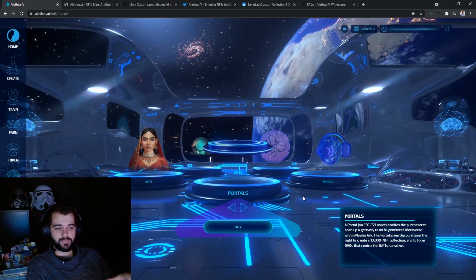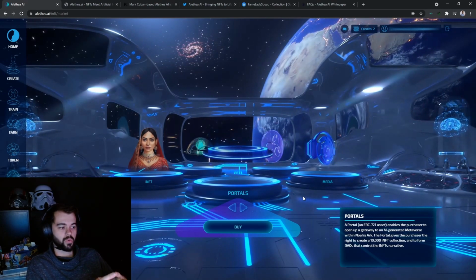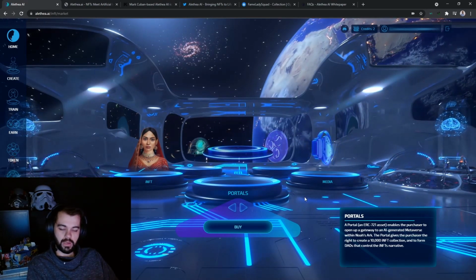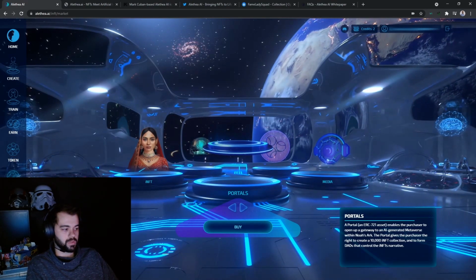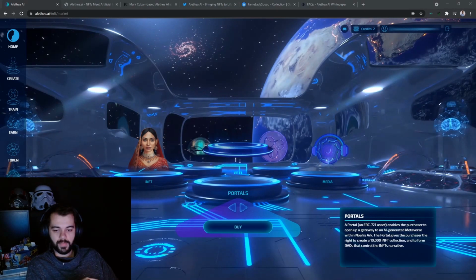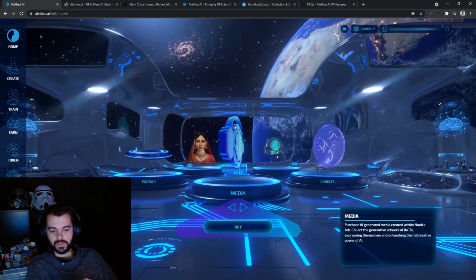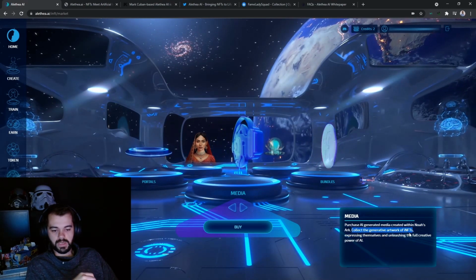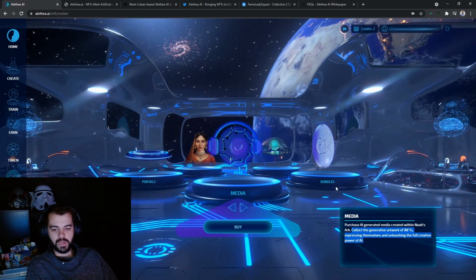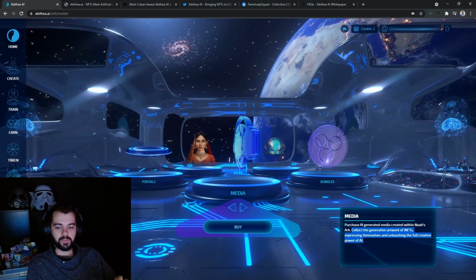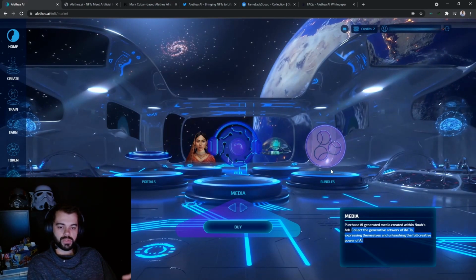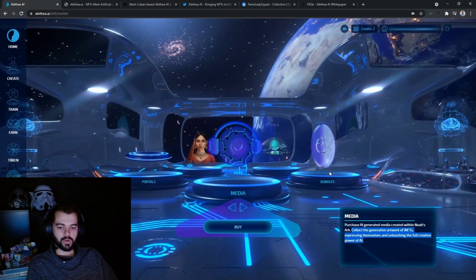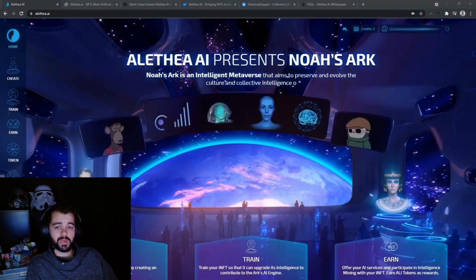That's pretty big. I don't know if this is for the people that own the intelligent NFTs or if it's more for companies like, let's say, Twitter or Facebook to be able to connect into this Noah's Ark metaverse and utilize the features of the artificial intelligence. And then, of course, you have the media section, which would allow you to purchase AI-generated media created within Noah's Ark. Collect the generative artwork of intelligent NFTs expressing themselves and unleashing the full creative power of AI. I believe, though I don't know for a fact, that this will allow the owners of those intelligent NFTs that create this artwork to get a piece of that revenue, essentially just by creating art.